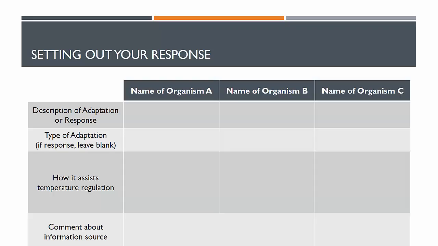So you could set it out like this in a table. I suggest it might be a useful way of doing this, but maybe you want to do this on a computer, and maybe you want to make sure you've got a picture of the organism. You might want to add another row or something. But essentially, this is going to be the crux of the information that you need here.